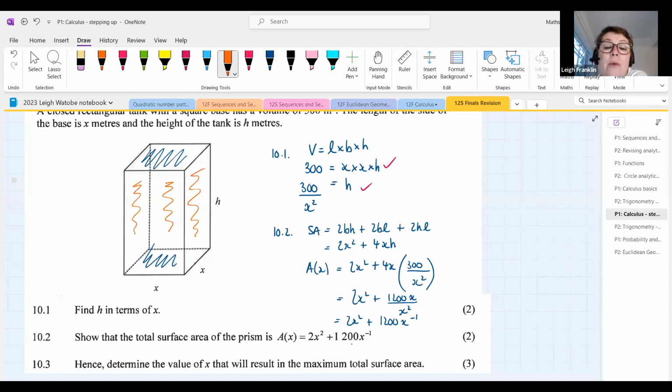So area in terms of x is going to be 2x squared plus 4xh. Now I'm going to take what h was, and sub it in here. Kamogelo and Chloe, when I multiply, remember I'm multiplying numerator with numerator, denominator with denominator. So the 4x times the 300 is your 1200x. Your x squared is at the denominator. And when you divide like bases, you subtract your exponents. Are you happy with that?